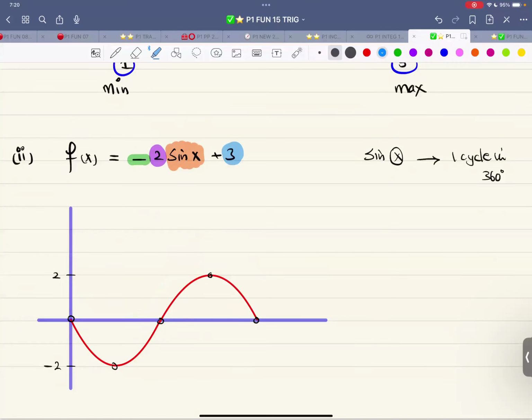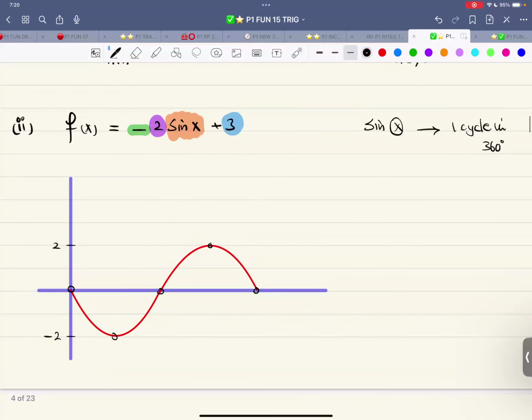That is this one. That means these 5 major points will be shifted up by 3 units. So the 3 zeros will be shifted to 3. So this 0 will be over here, this 0 will be over here, and this 0 will be over here. All good? What about the 2? The 2 will be shifted to 5. The 2 will be shifted to 5 like this. What about -2? The -2 will be shifted to +1.